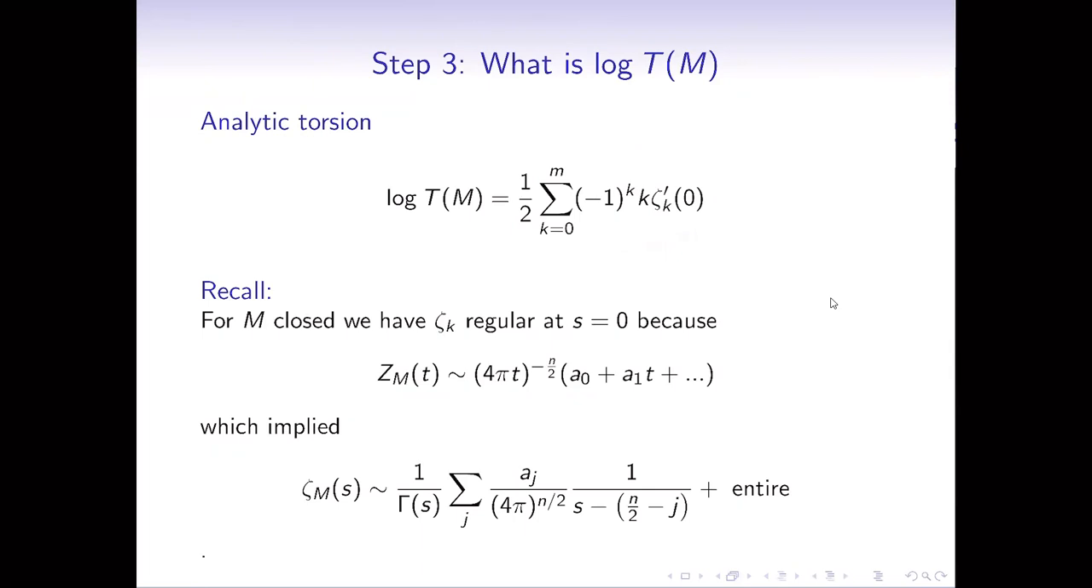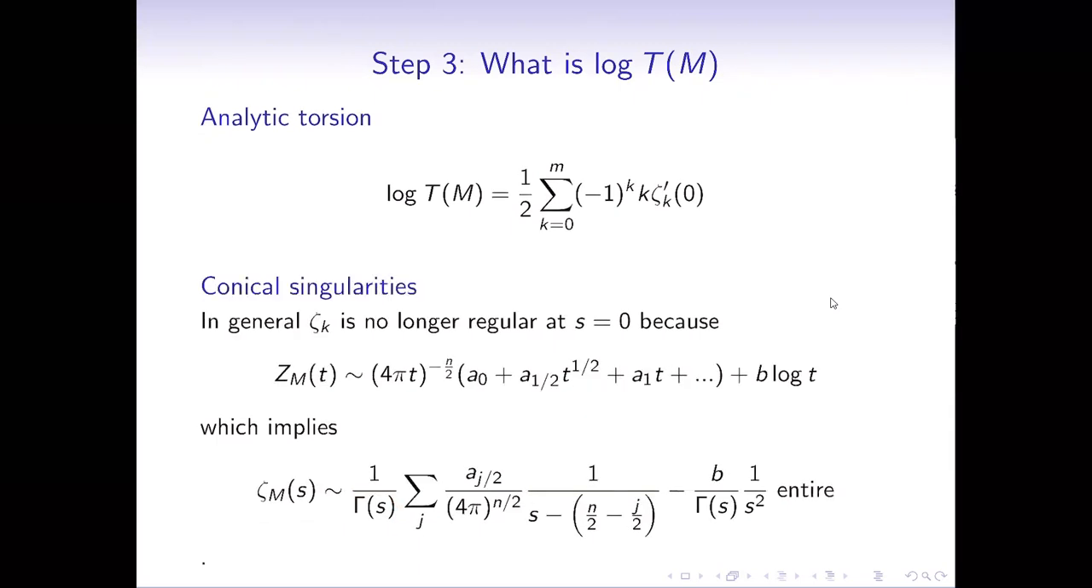We showed in the course that zeta of k is regular at 0. And the method we used for that was the asymptotics for the heat trace and the Mellin transform. And it all relied on the heat trace having these asymptotics, which we used to show that the zeta function has these poles, and then the pole at 0 gets cancelled by this 1 over the gamma function.